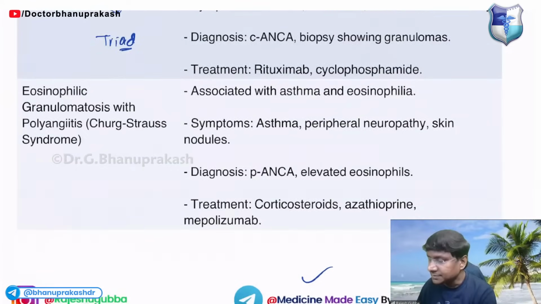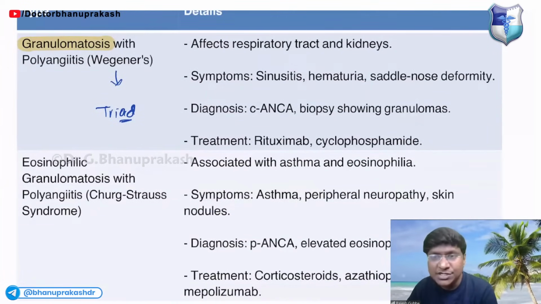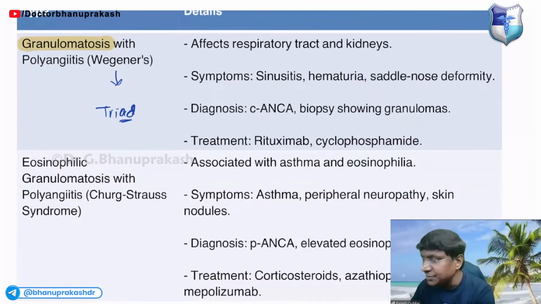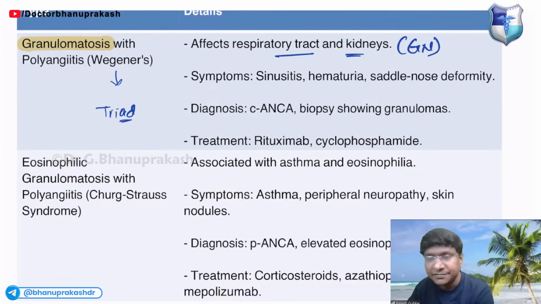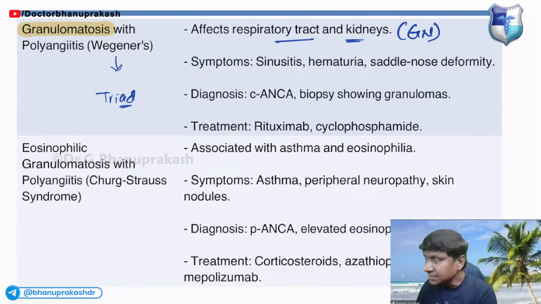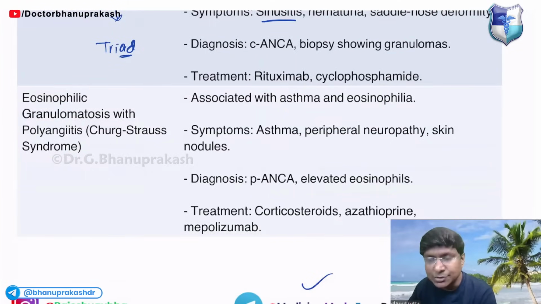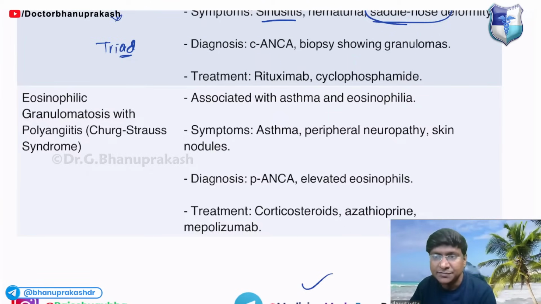Granulomatosis with polyangiitis, that is Wegener's, where you have a triad: upper respiratory tract involvement, lower respiratory tract involvement, and kidney involvement in the form of glomerulonephritis. Symptoms will be in the form of sinusitis, hematuria, and saddle nose deformity. Why do they have that saddle nose deformity? Because there is collapse of the nasal cartilage. That is the reason why you'll have saddle nose deformity.